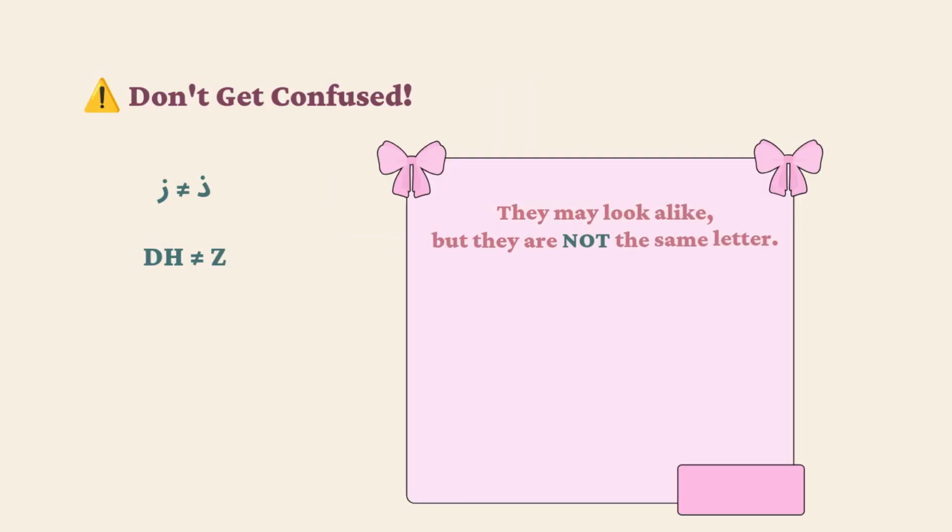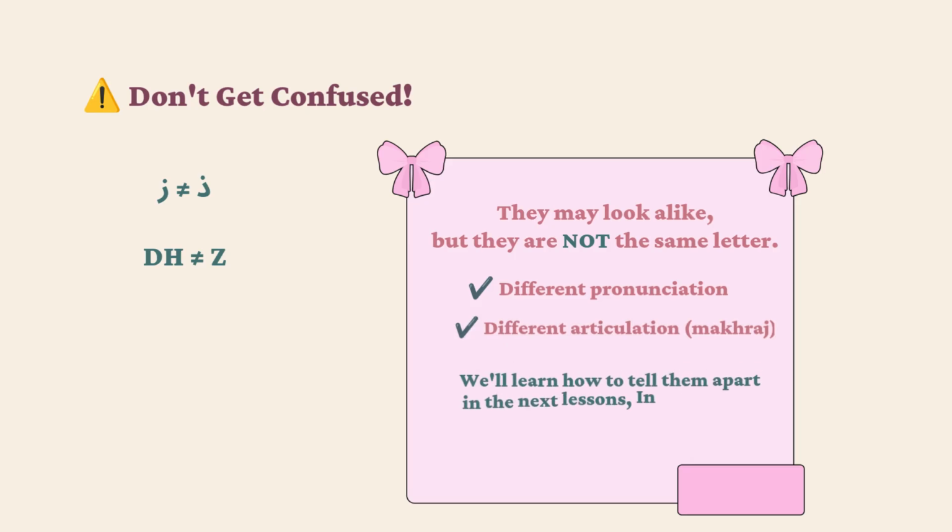At first, Dhal and Za may look similar, but they are different letters. They have different sounds and different Makhraj. Don't worry if you find them confusing right now. We'll compare them in more detail in the coming lessons, inshallah.